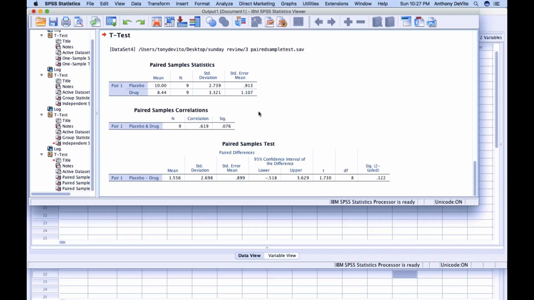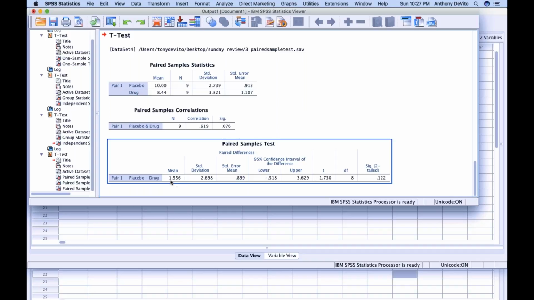So our null hypothesis is that the difference between placebo and the drug group is 0. And the alternative hypothesis is that the difference is not equal to 0. In other words, it's different than 0. So let's see what our results were. So our mean was 1.556. We figured that out. That's our standard deviation. It calculates our standard error.